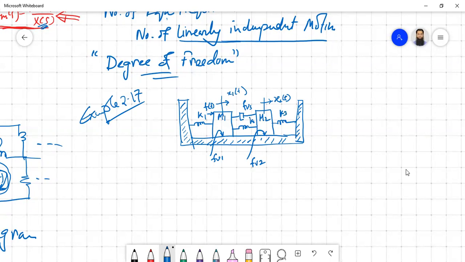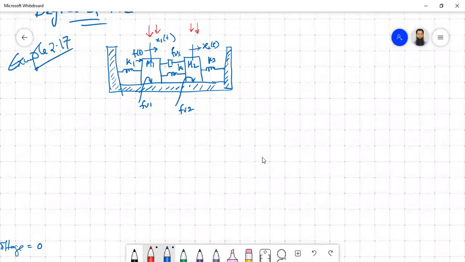Now, first of all, let us try to explain what a degree of freedom is. The degree of freedom, or linearly independent motion, suggests that we can assume one mass can move while the other is stationary, or the other can move while this one is stationary. If this is applicable, then we need two separate equations to describe this system. Okay, so how to do that? Let us begin with this example.